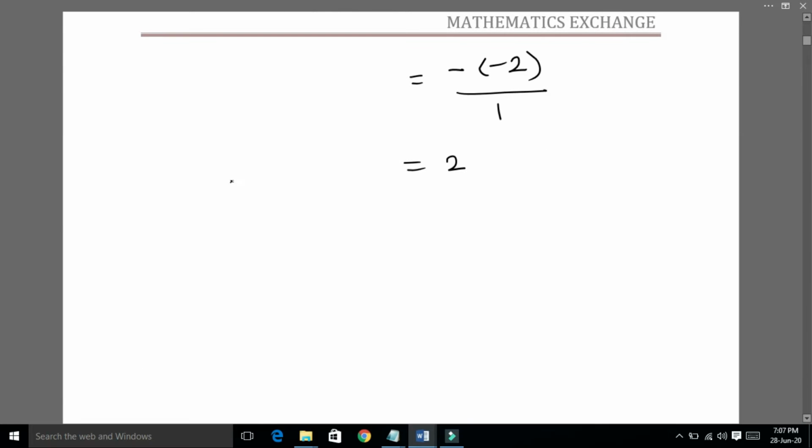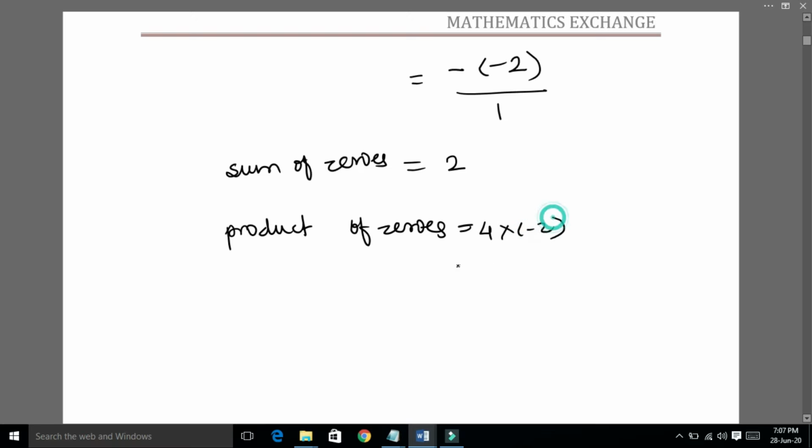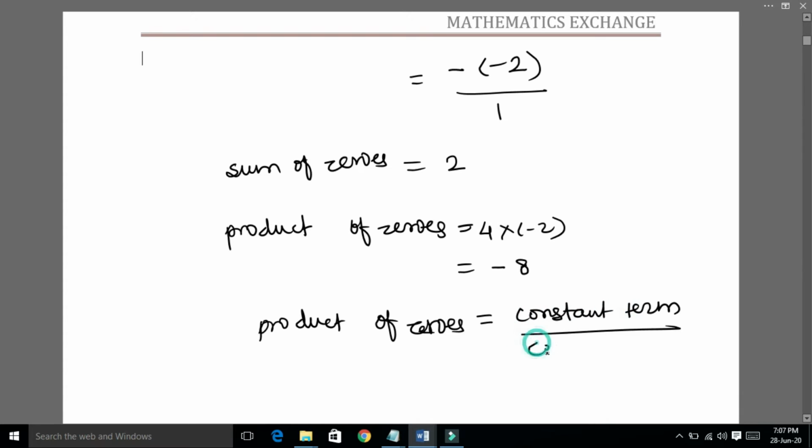Now we check for product of zeros. So sum of zeros, we get the same value in both the cases. So we now find out product of zeros. So product of zeros, we have the zeros, that is 4 and minus 2. So actually multiply the zeros. So 4 into minus 2 is minus 8. Now product of zeros by relationship is equal to constant term upon coefficient of x square. So constant term upon coefficient of x square.